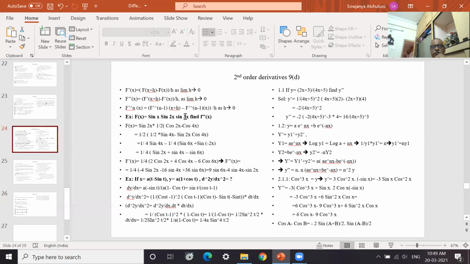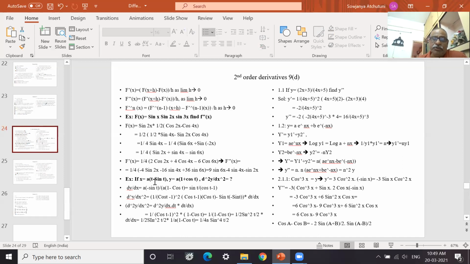UVZ. So I can do it: sin x, sin 2x into cos 3x into 3, plus sin 2x, sin 3x into cos x, plus sin x, sin 3x into cos 2x into 2. So this is my f dash x. Similarly, f double dash also can be done. So both ways we can do it. I think that is easier.